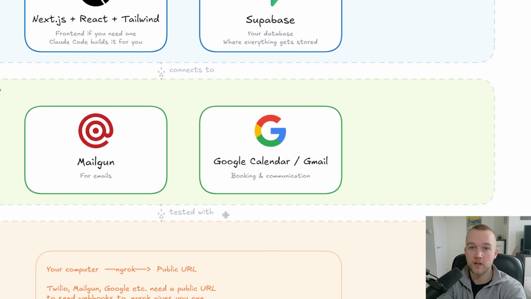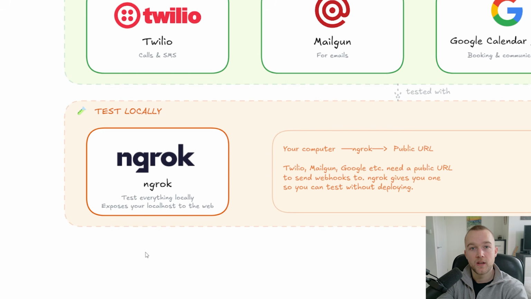And because we're building these locally, we need somewhere for the webhooks to be sent to. A webhook is just one app sending data to another app when something happens. But if we don't have a public URL, we can't receive any of that data. So we use ngrok for that. Same again, you don't need to understand how to use it yourself. You just need to create an account with them and then tell Claude Code that that's what you're going to use.